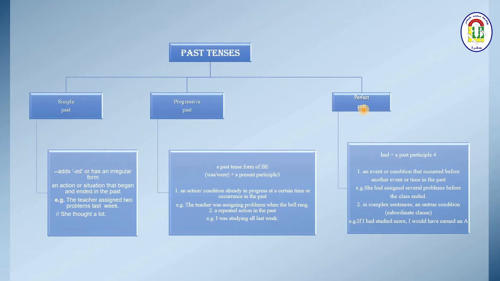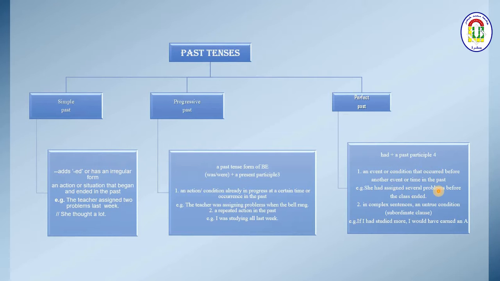The perfect past, normally it is formed of the verb to have plus the past participle of the main verb. It means what? I add ed, or I have to check the rule. I mean the irregular verbs lists. An event or condition that occurred before another event or time in the past. Example, she had assigned several problems before the class ended. She had assigned several problems before the class ended.